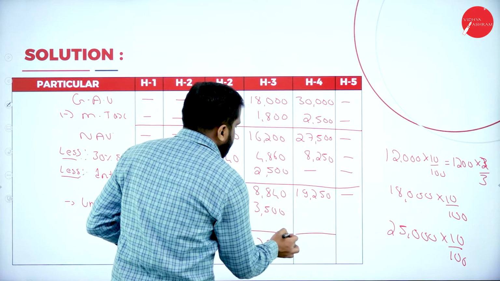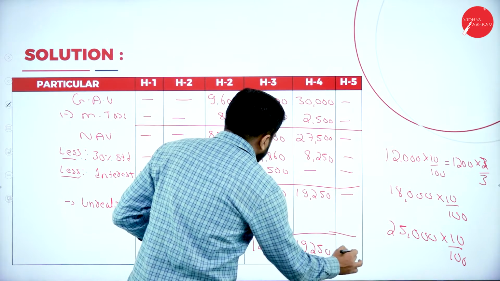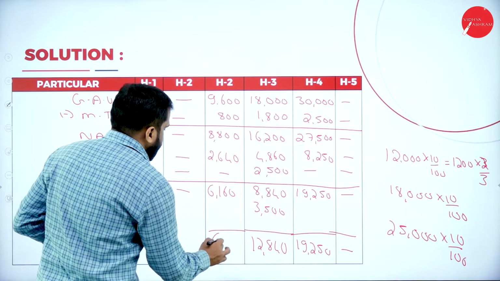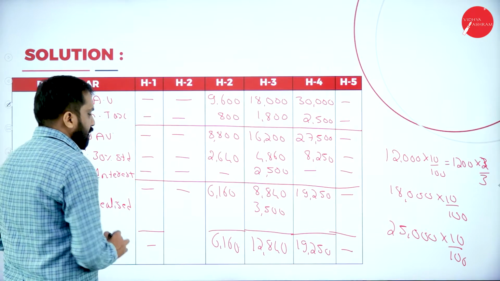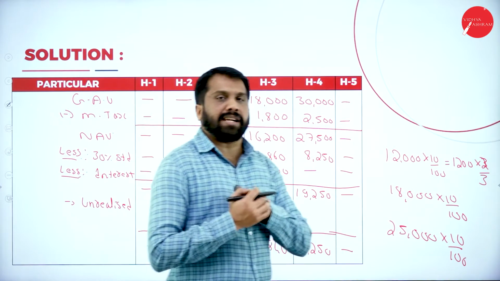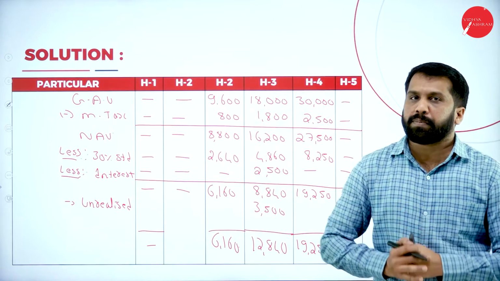12,840. Now this will be what? 19,250. This will be nil and this will be 6,160 and this will be nil. Up to this, any doubt? Hope there is no doubt up to this.